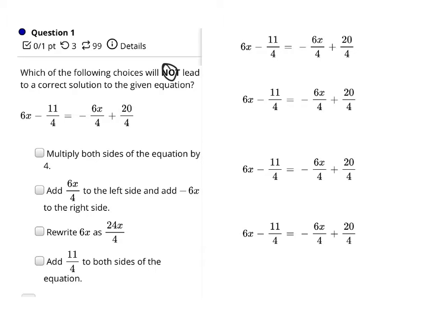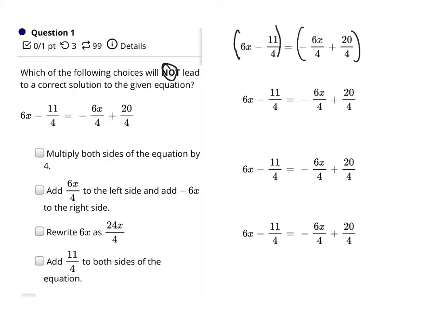So when you're solving for x, you usually want to get rid of your fractions because it makes it easier. People tend to make mistakes with fractions. How you do that is you multiply both sides of the equation by the same number that will allow you to cancel your denominators. The first choice says multiply both sides of the equation by 4. So we're going to multiply both sides by 4.